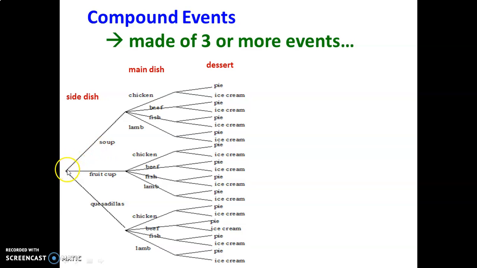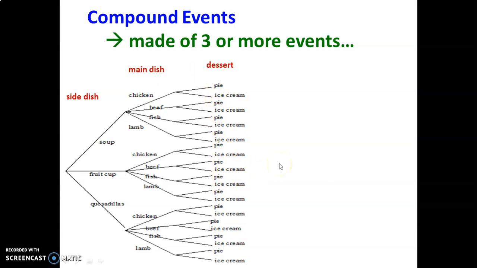We have a side dish. First, okay, so you're in a cafeteria. You're choosing a side dish, soup, fruit cup, quesadilla, and then a main dish, chicken, beef, fish, or lamb. All right, so all those you see growing from each choice. And then you're choosing a dessert. So third choice, 1, 2, 3 events.